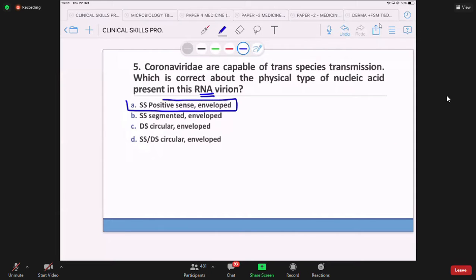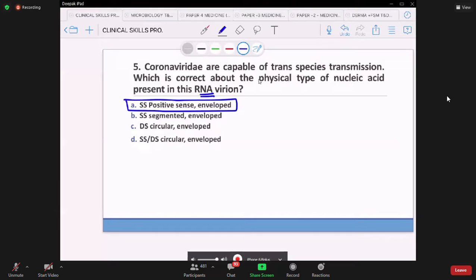And let's look at option number D of the same question. If you focus on option number D of the same question, it says SS/DS, circular envelope virus. Expecting answers in the chat box once again, guys. Can you tell me which virus you read as SS/DS? The question is from virology. You can call it integrated again with medicine, with microbiology, which is SS/DS.